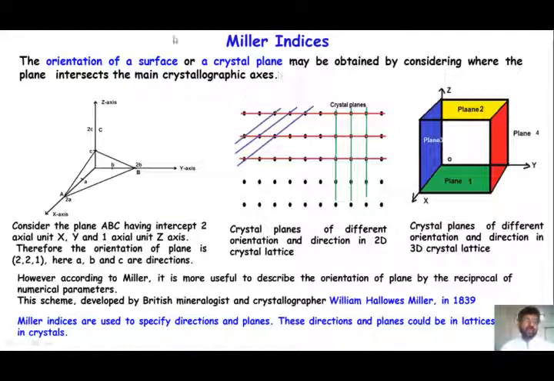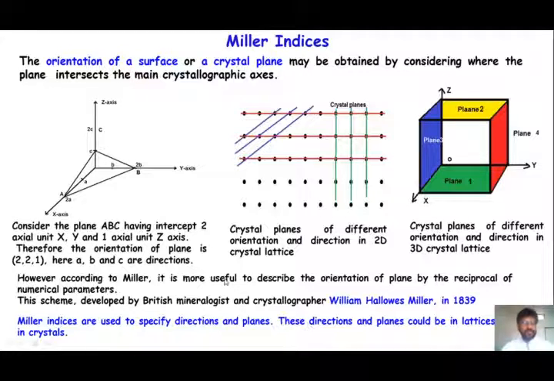Now in the case of a geometrical plane, we can show the orientation by directly taking the intercepts of the plane along the x, y and z axes, that is along the Cartesian coordinate axes. But in the case of solid materials, there is a huge number of planes. The orientation of these planes is also along different directions. So it is not possible to directly take the intercepts of these planes corresponding to the three axes.